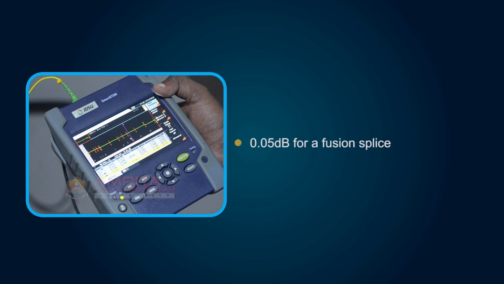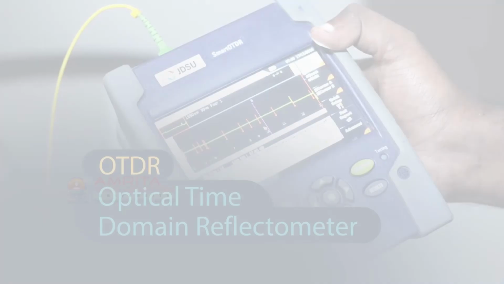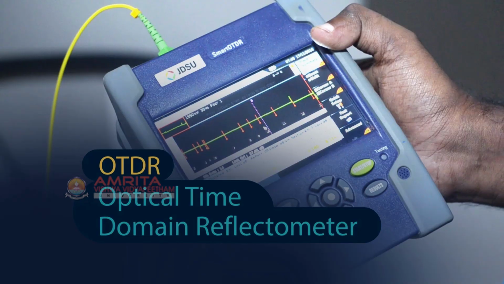0.05 decibel for fusion splice. 0.3 decibel for a mechanical splice. And connector pair loss is 0.5 decibel for a single mode connector pair and 0.75 decibel for a multimode connector pair. With that, we've come to the end of the session.